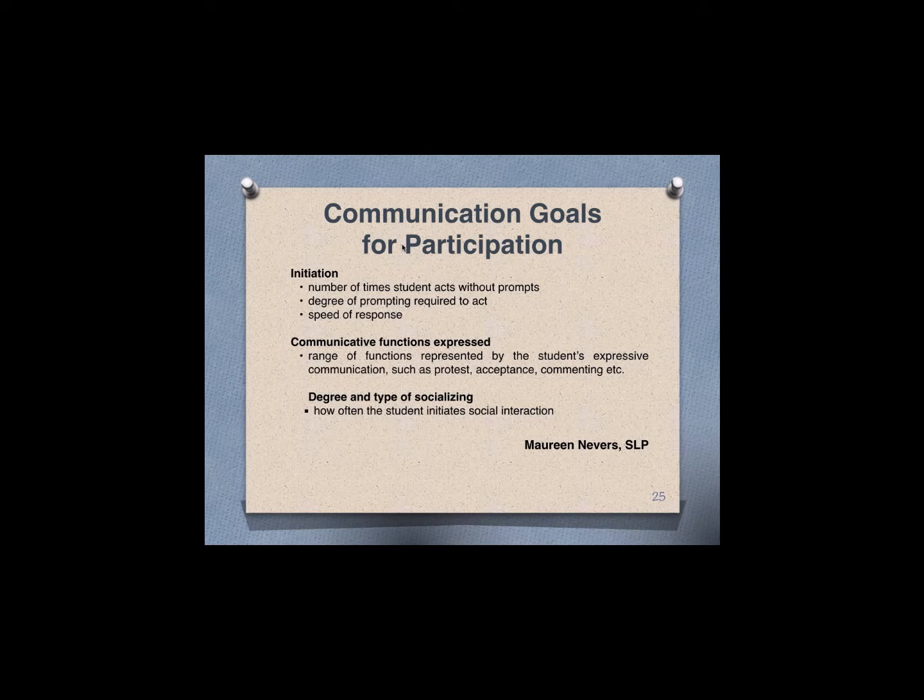So we can look at the range of messages that the child is communicating and set goals around more messages, or more functions. It might be that in the beginning they're only talking about specific people, or they're only requesting, and now we're going to set goals around also using it to protest or to comment, that kind of thing. And we can look at the way that they're socializing, and now really start setting goals around initiating social interaction, so that they're not passive recipients of other people coming and talking with them, but they're actually going to initiate that interaction.